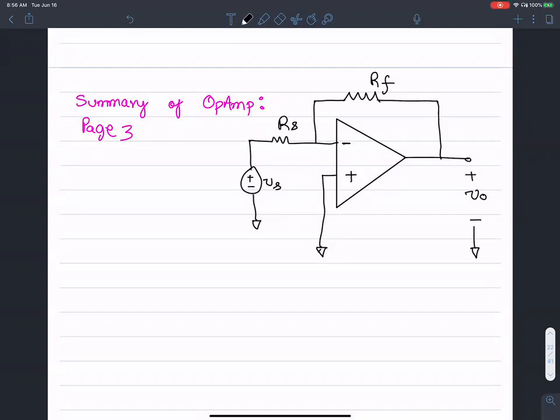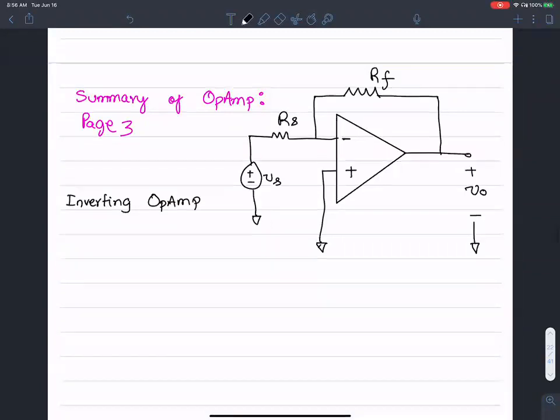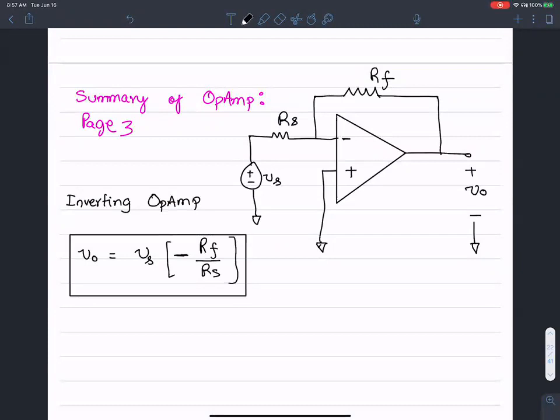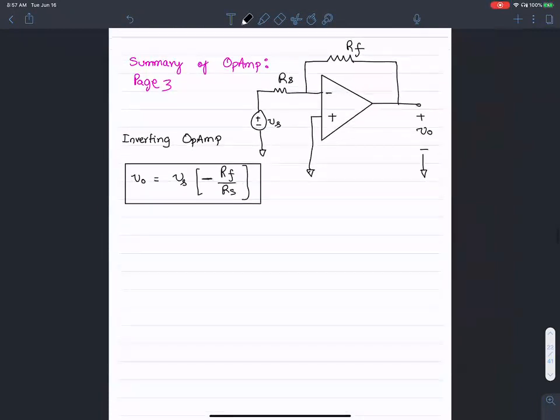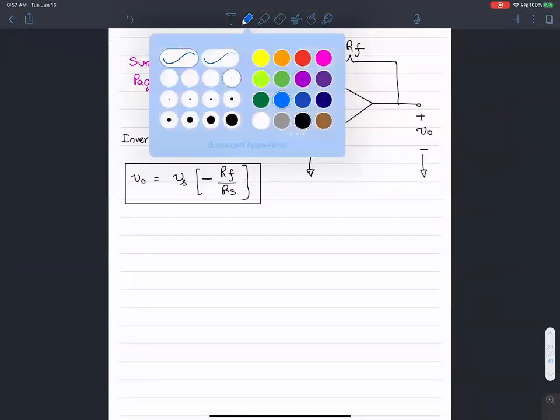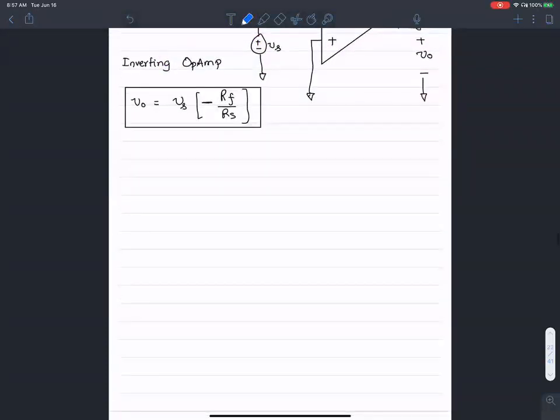Now the expression for this inverting configuration, and we call this inverting op-amp. We call this inverting operational amplifier configuration because the V output is V input times negative RF over RS. It's a big negative sign over there. This is the inverting amplifier configuration. Now, there's also a non-inverting amplifier that we looked at, which is still an op-amp.